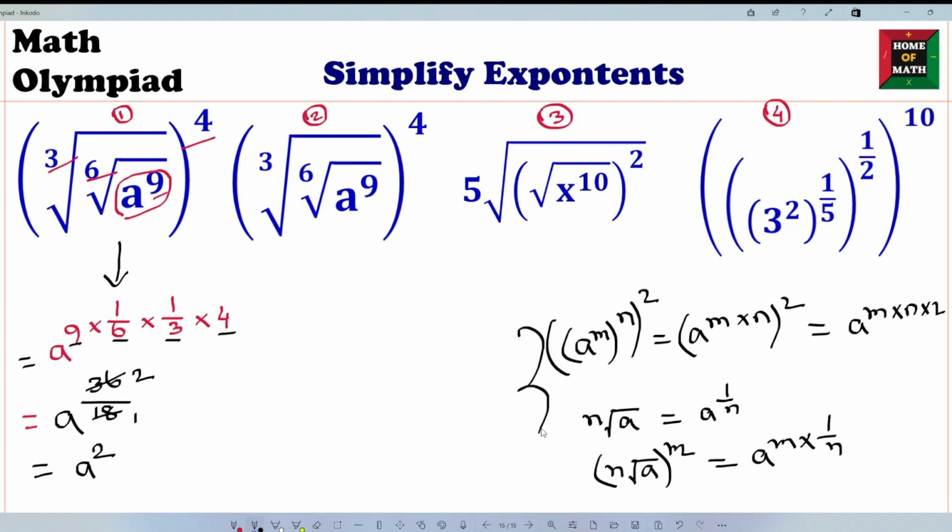If we know this one, easily we can solve these kinds of math, right? So our first one is done.